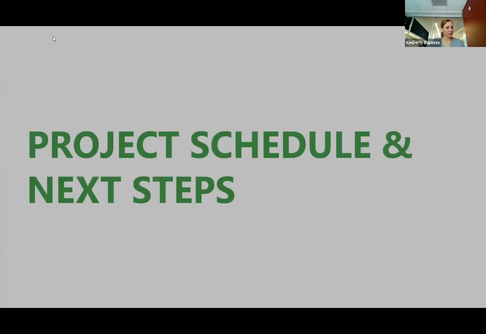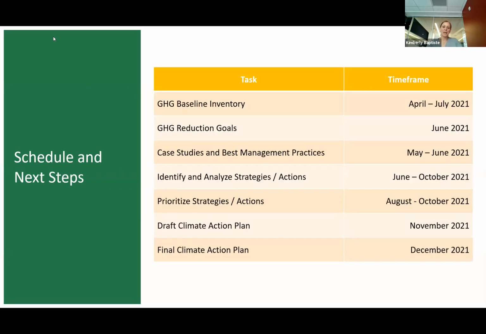So what is our schedule to wrap this up? I know, as I said early on, I feel like we've been talking about this a long time, and now we've hit the start line. So we are anticipating, with back and forth, having the baseline inventory completed no later than July. We'd really like to have further discussions with the county and talk about the reduction goals and have those in place within the next month or so.